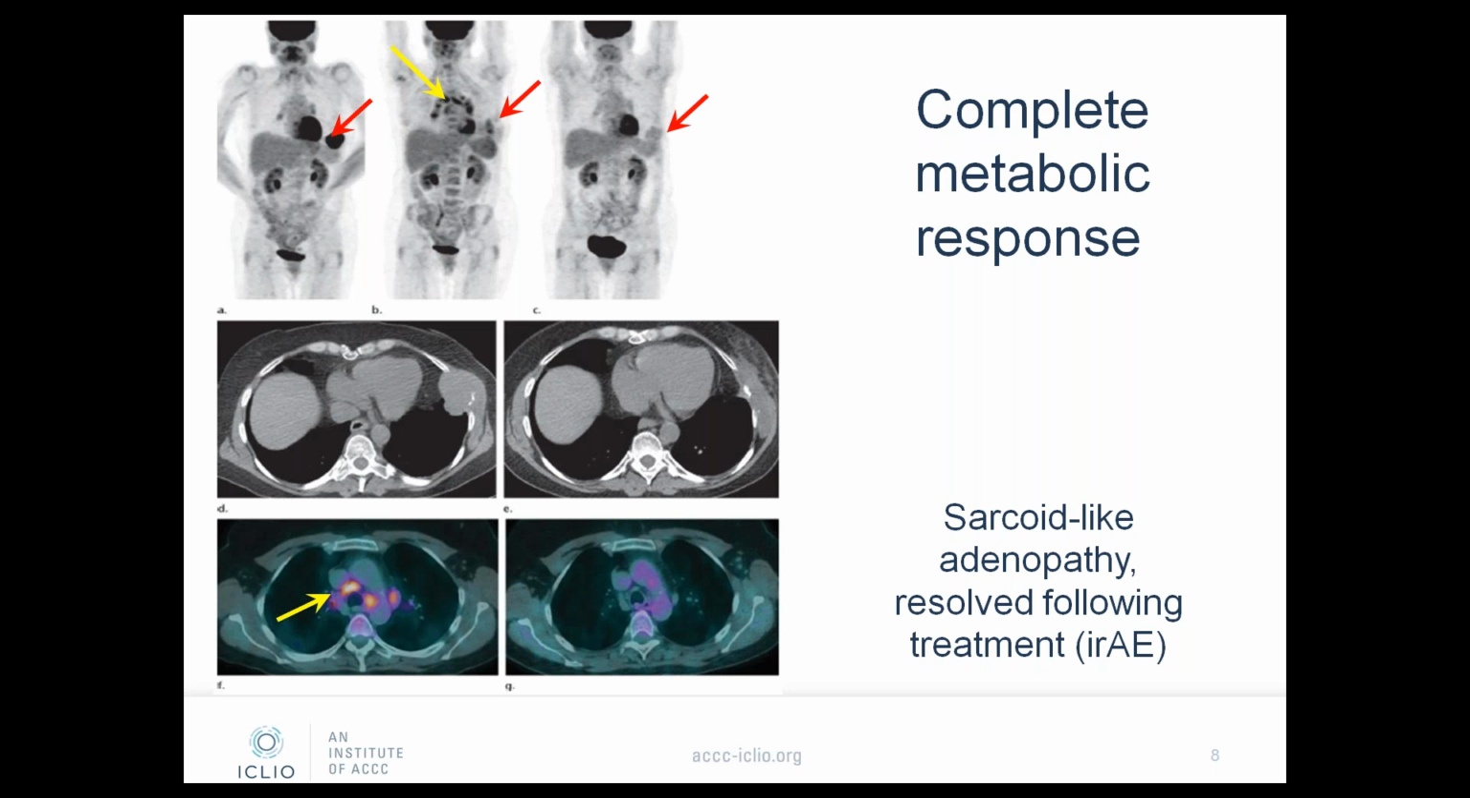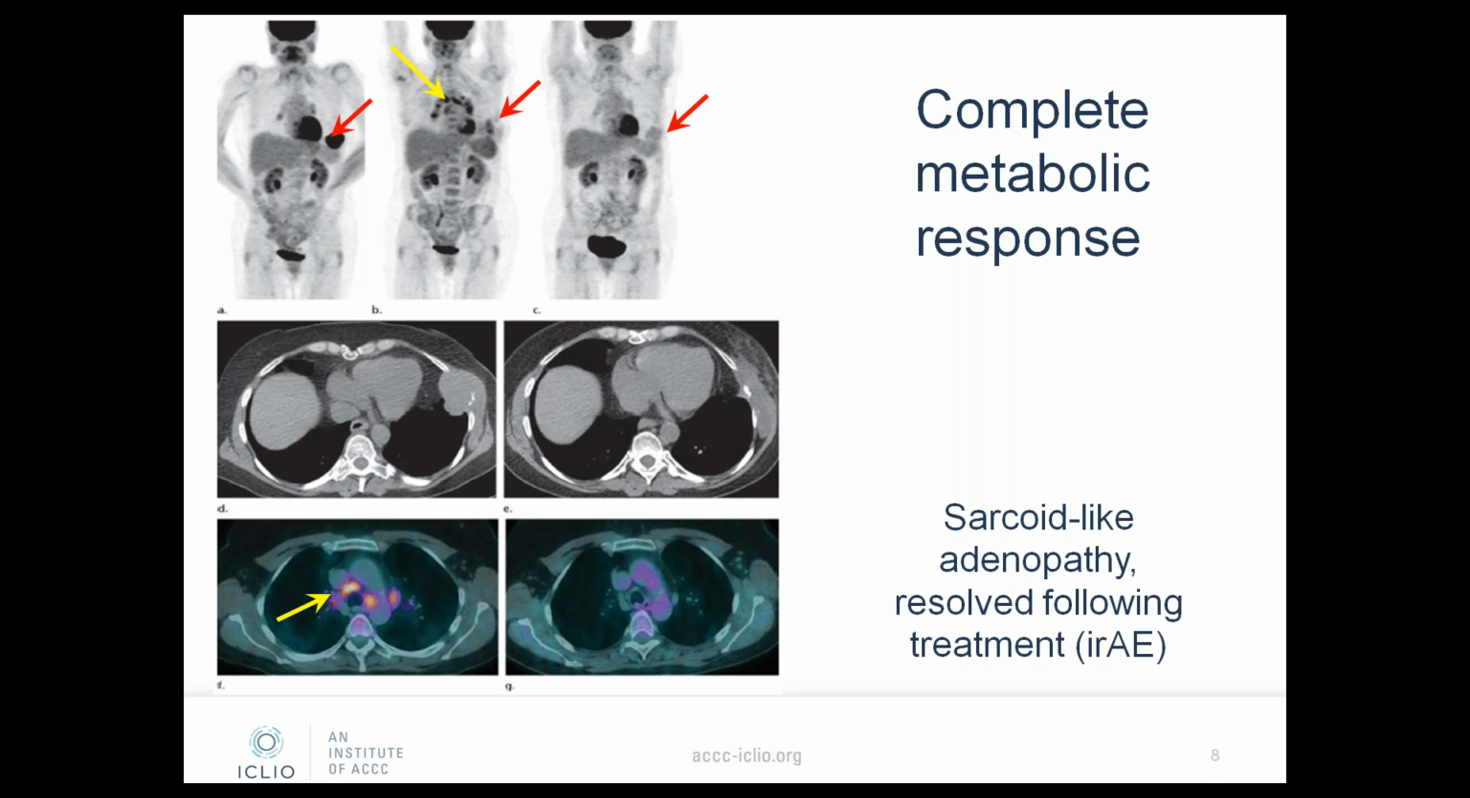And what those are showing is the red arrow is pointing to a hypermetabolic or FDG-avid mass in the left chest wall, which as you move from left to right, you see that the blackness is decreasing. So we call that a metabolic response to therapy, and that's what we like to see.